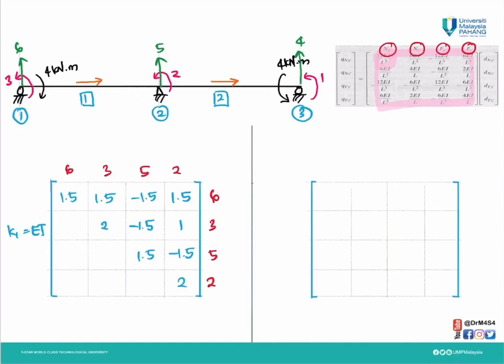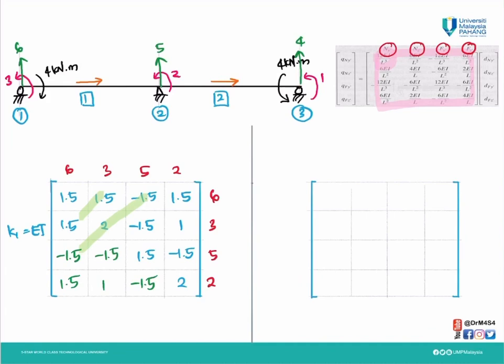For this one, go here. So 1.5. So this value goes here. 1.5, negative 1.5, negative 1.5, 1.5. So this one is 1, this one negative 1.5. So you can copy it easily because it's symmetric.